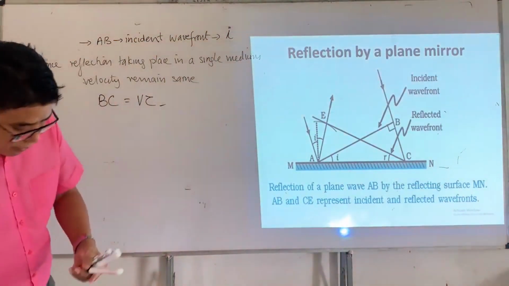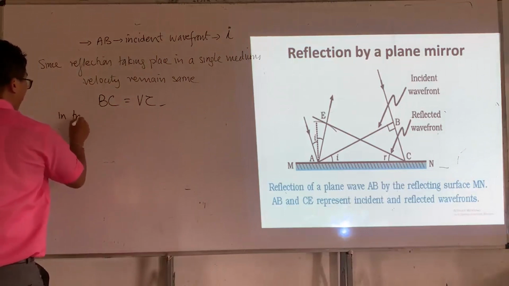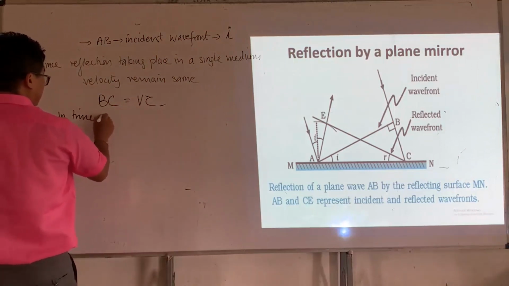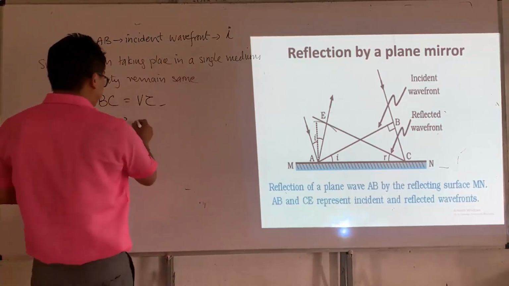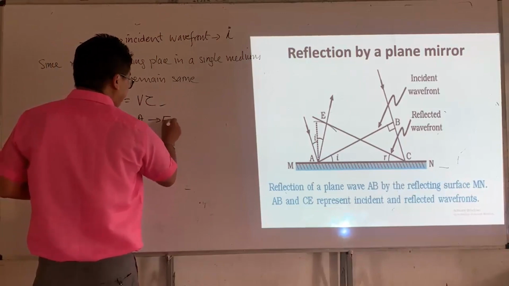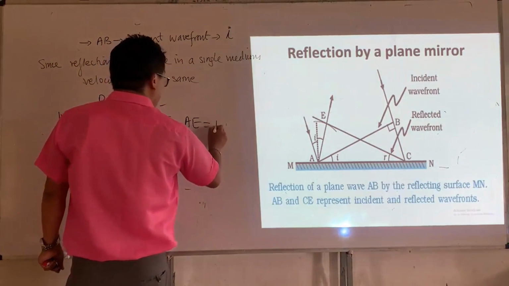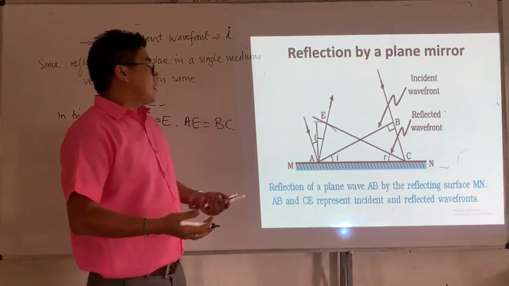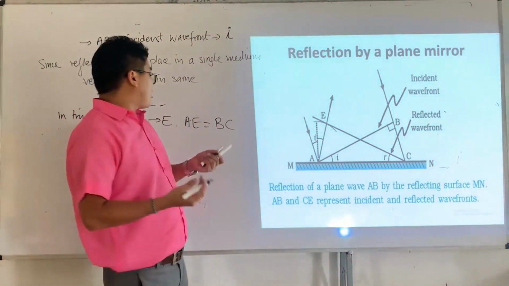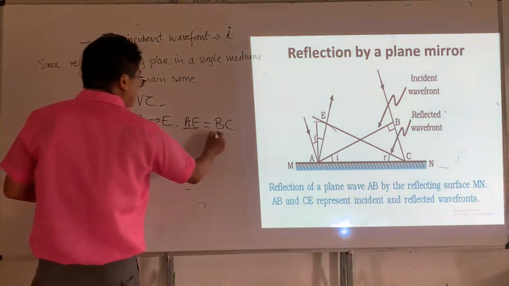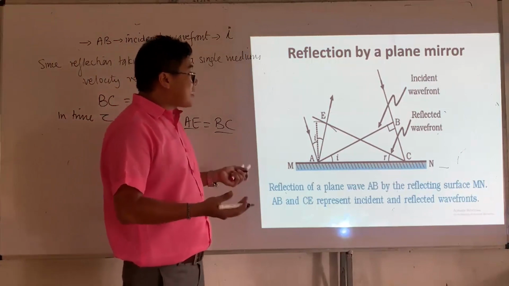So in time tau, the wave from A travels up to E, and I say that AE is equal to BC. Why? Because they are traveling in the same medium with the same velocity. So these two are of equal distance. Now we are going to construct the reflected wavefront.